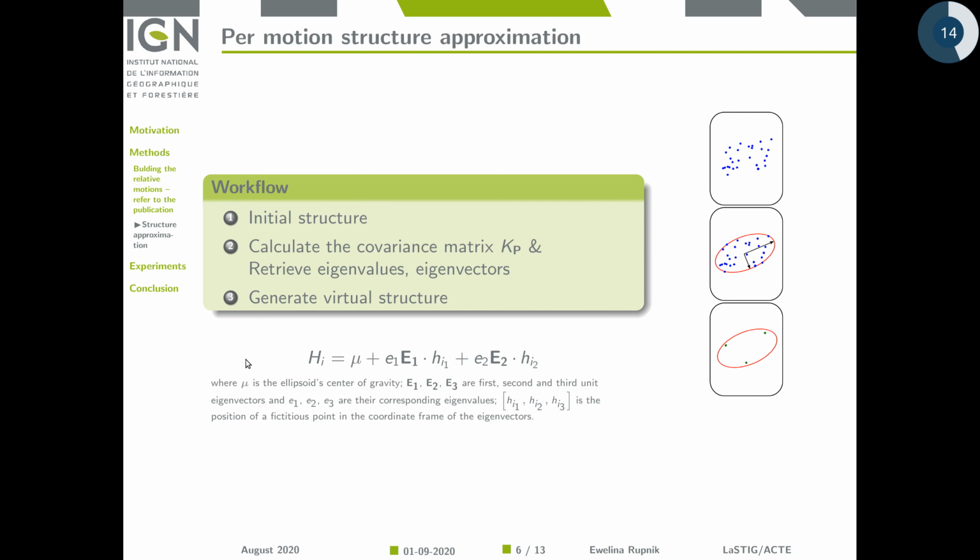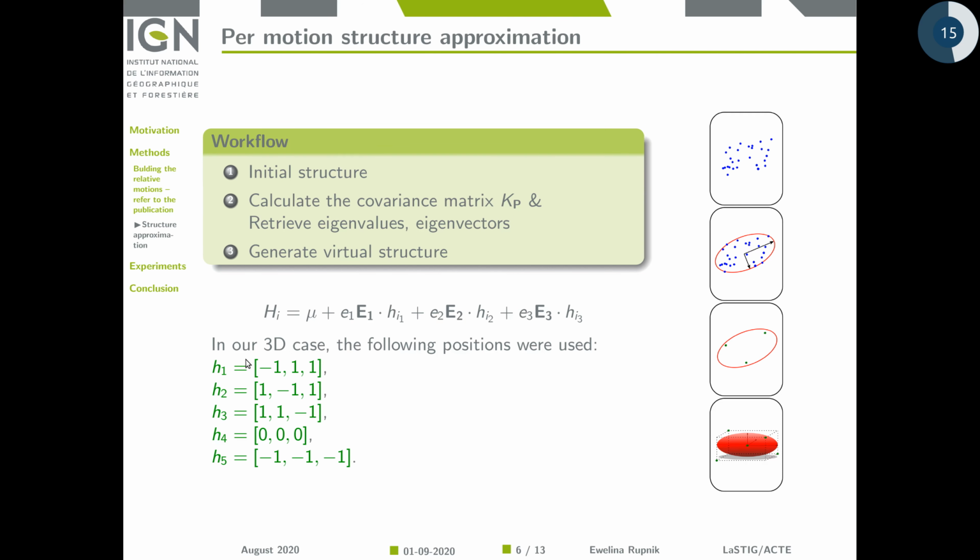Finally, with the help of eigenvalues noted with small e and unit eigenvectors noted with capital E, we generate new virtual points. Here, the capital H corresponds to the coordinates in the coordinate frame of the relative motion, whereas the small h are the coordinates in the frame of the eigenvectors. To generalize this equation to 3D, we add the 3rd eigenvector. Now, the only question remaining is how to sample the space within the ellipsoid to get the virtual points.